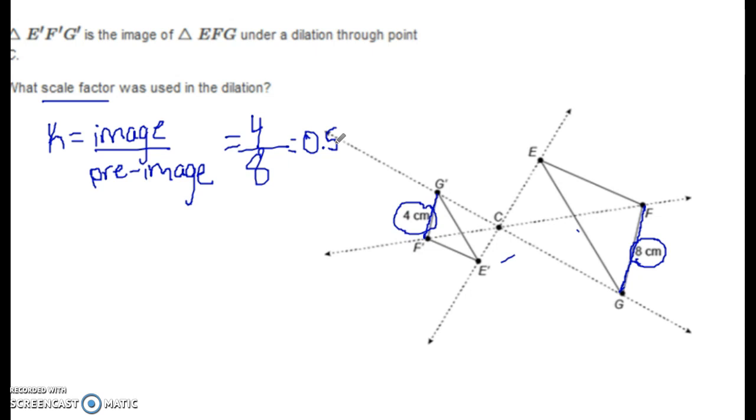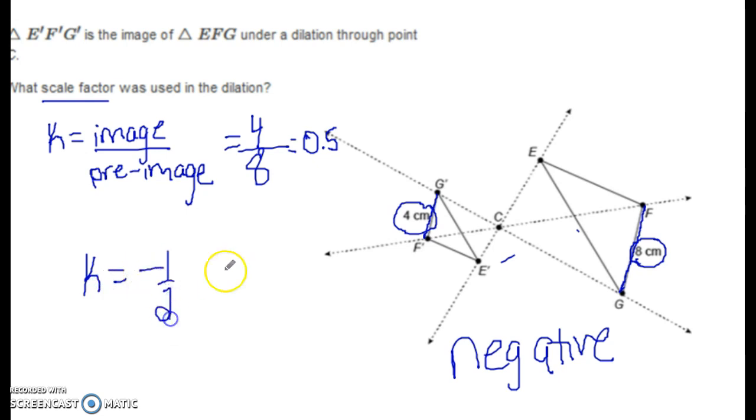But now we need to check the sign. Remember I said when I normally do scale factor, I just do image over pre-image, and then I check to see if it's positive or negative. So for that, we're checking the orientation. Notice how E started on top, and then it ended up on bottom, E prime. G started on bottom, and it ended up on top, G prime. Notice how the orientation has changed. F was on the left, and then F ended up on the right. When the orientation changes, that tells you that that is a negative scale factor. So my final scale factor would be negative 1/2 or negative 0.5.